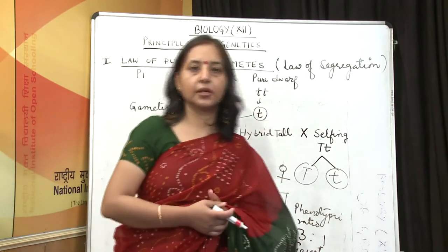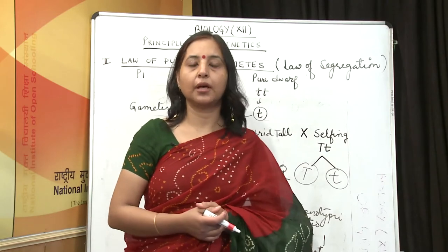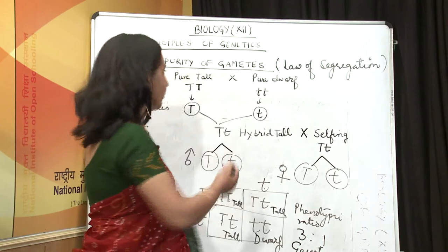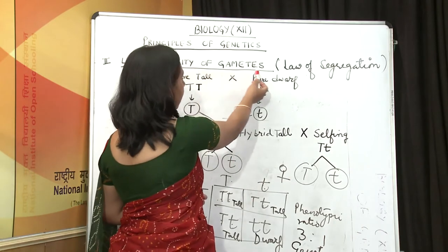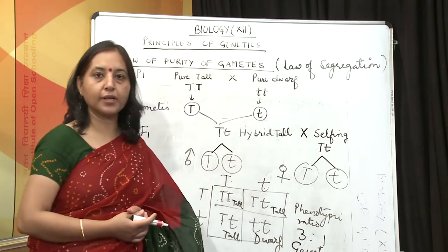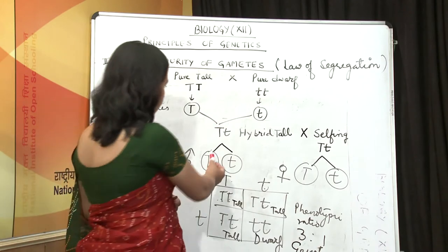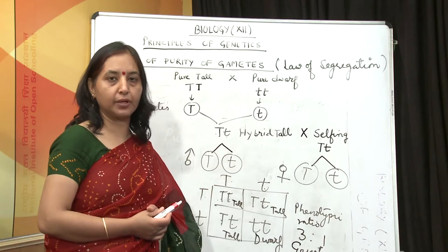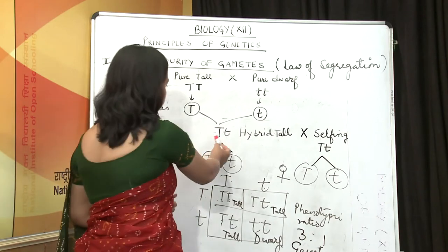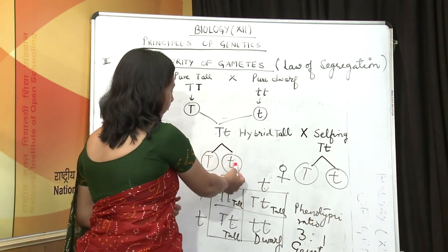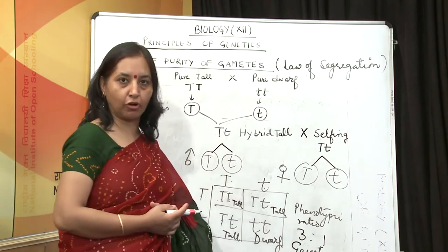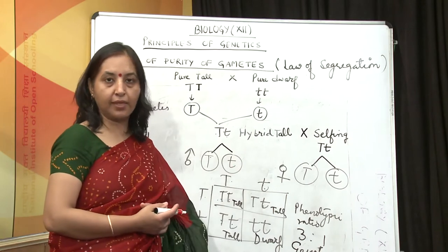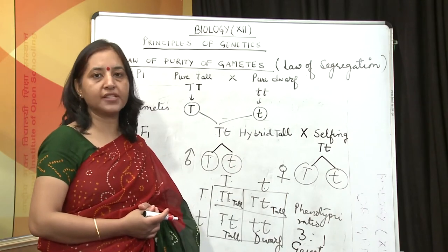Mendel observed this particular generation, F2, in his experiments, and he postulated another law, which is called the law of purity of gametes. Now, what does it mean? What does it say? It says the two members of the alleles in the F1 hybrid remain together without getting mixed up, and they separate at the time of gamete formation, and only one enters each gamete. Therefore, gametes are always pure.